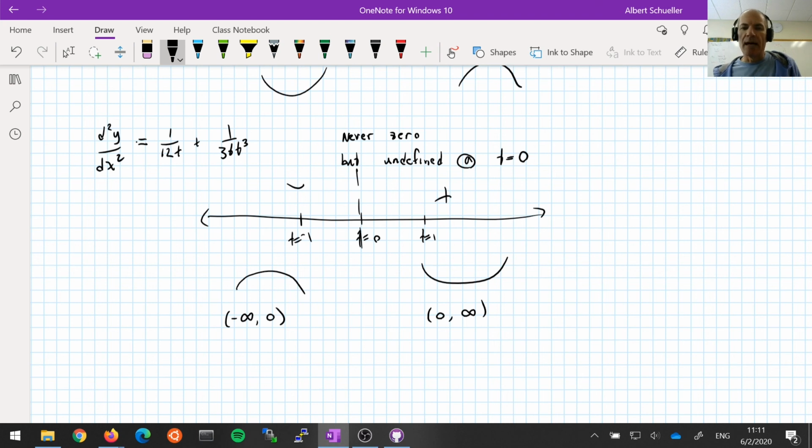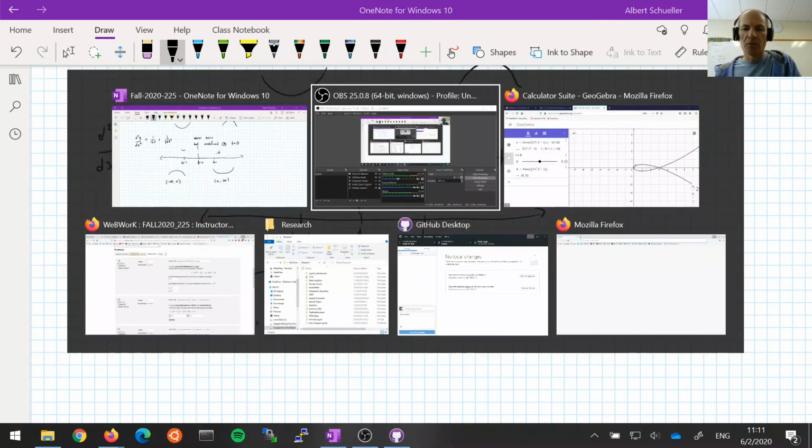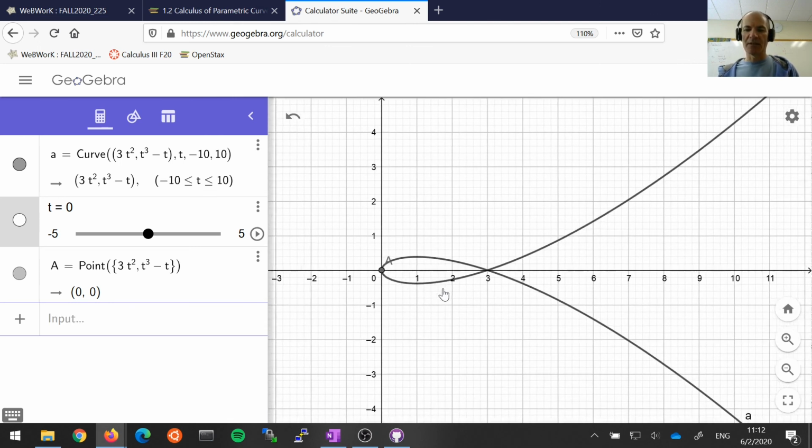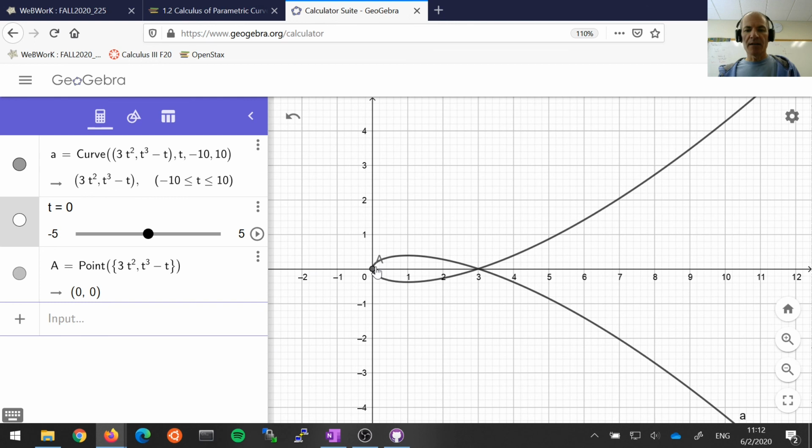Boy, this is pretty abstract. Can we kind of plot this thing and convince ourselves that what we're getting here makes sense? And the answer, of course, is yes. Let's go over to Geogebra. What I've done is I've plotted this parametric curve, 3t squared, t cubed minus t, and it looks like this. It's sort of this lovely ribbon kind of situation going on here. And I've got a point that's glued to the curve, and it moves around with parameter t.